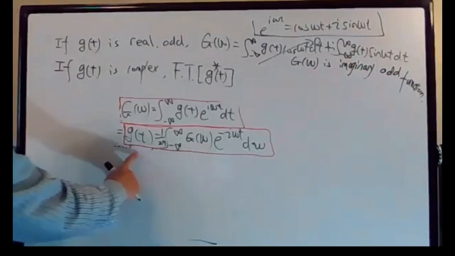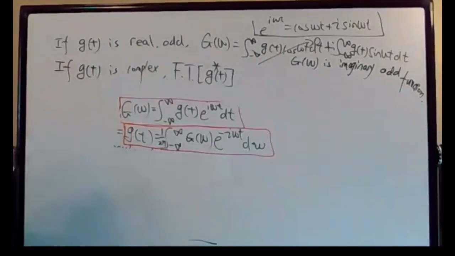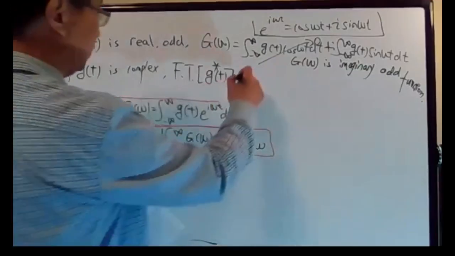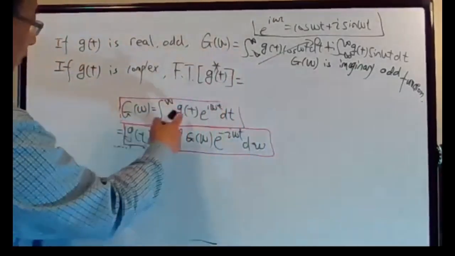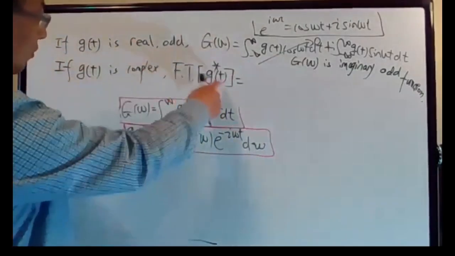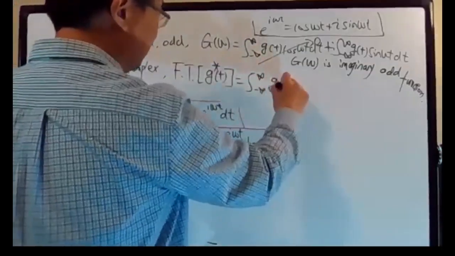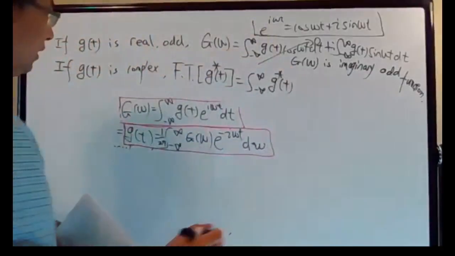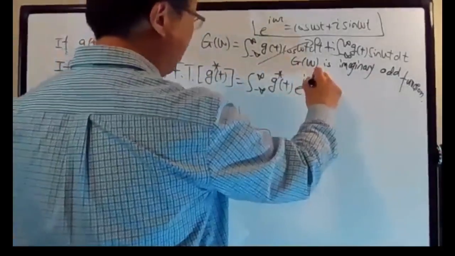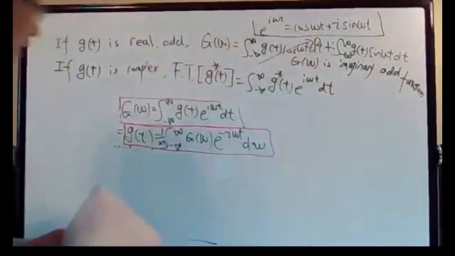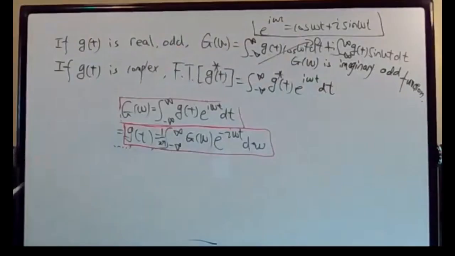So that's the g(t) conjugate. Let me write it down. It's the Fourier transform of the conjugate, so we'll just use this equation: the Fourier transform of g(t) conjugate, which is the integral from negative infinity to infinity of g(t) conjugate times exponential of i omega t dt.